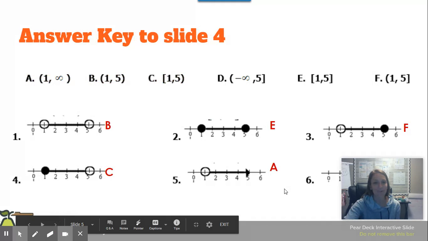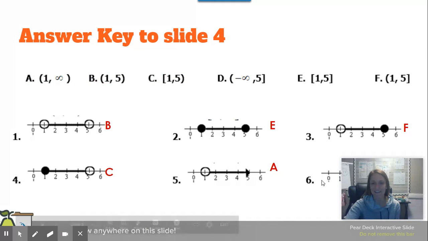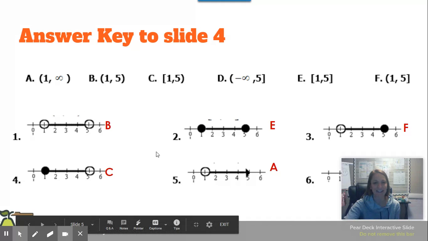The answers are posted. I just realized that my face is behind number 6. So this is A, B, C. This looks like 6 would have been D. You can't see it, but hopefully that's what you put there.